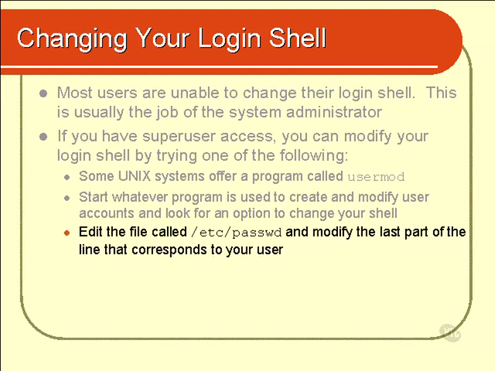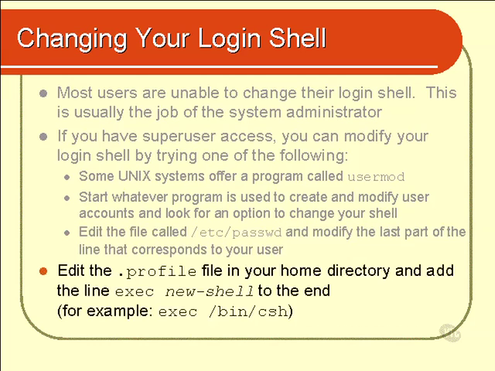Now finally, if all of those fail, in other words you don't have system administrator privileges and you can't even get in contact with your system administrator, then there is a final option. It requires you to edit the file called .profile. That's the word profile with a full stop in front of it. It's a hidden file. It'll always be in your home directory, and then you add a line to the end of that file that reads exec space and then the new shell that you wish to use. For example, you might type in exec space /bin/csh for the C shell.